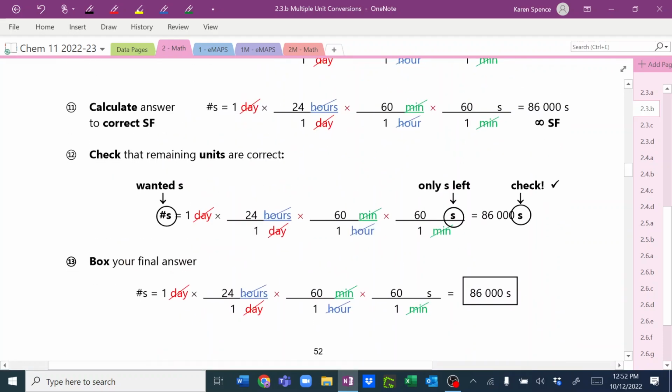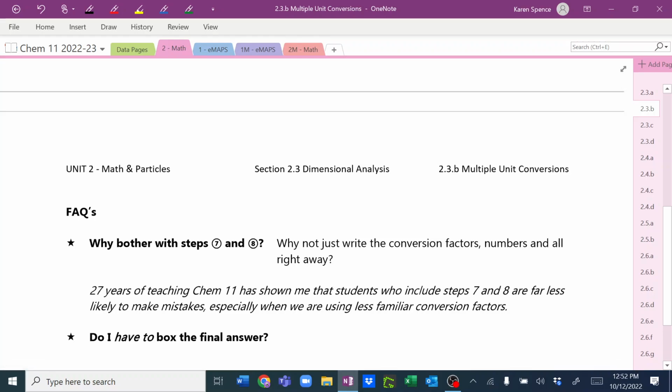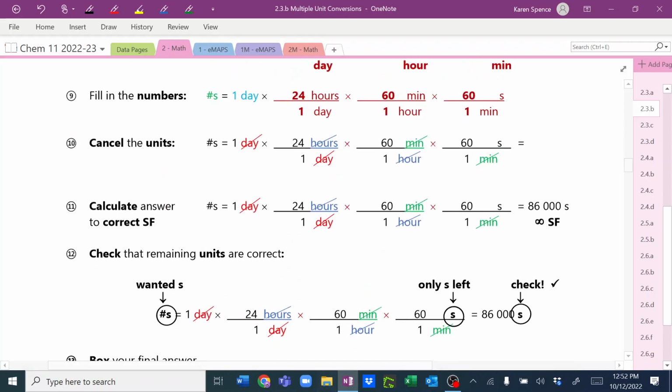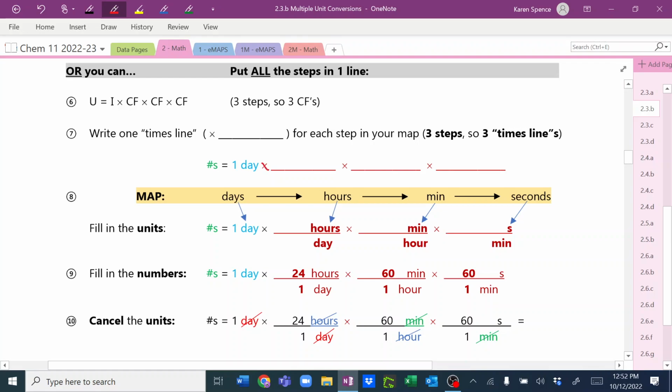Oh, and box your final answer. There we go. Why bother with steps 7 and 8? Why not just write the conversion factors, the numbers, and all right away? What are steps 7 and 8? I don't even know. Oh, step 7. Just writing down this business where you just write times, times, times. And 8 is just drawing your map.